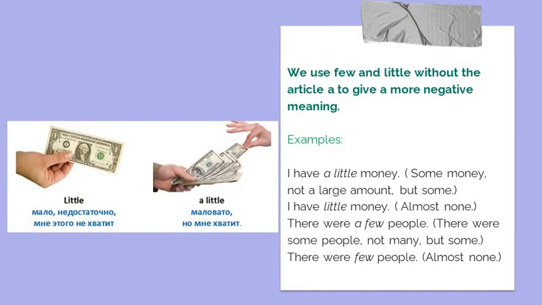We use few and little without the article to give a more negative meaning. For example, I have a little money: some money, not a large amount, but some. I have little money: almost none. There were a few people: there were some people, not many, but some. There were few people: almost none.